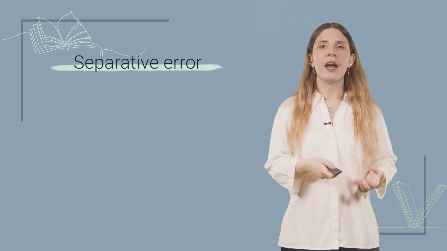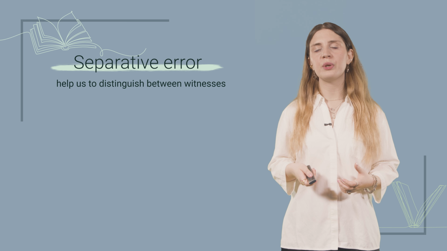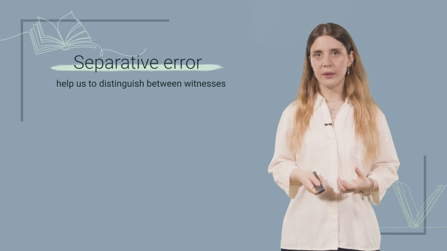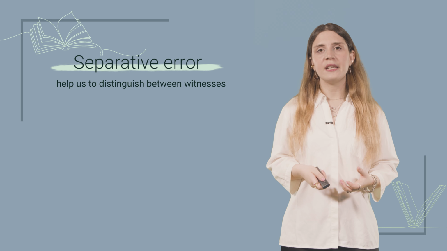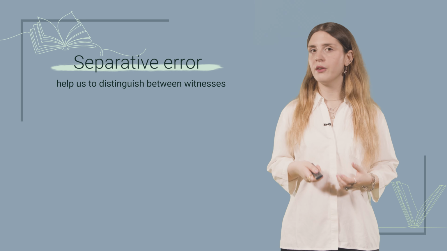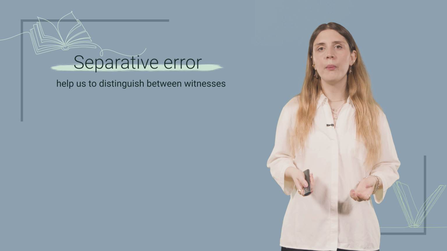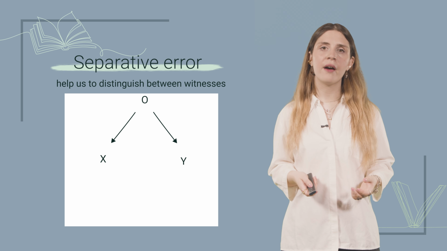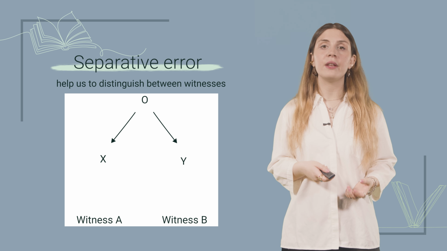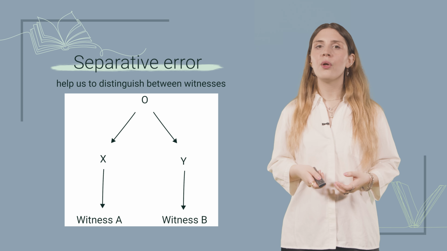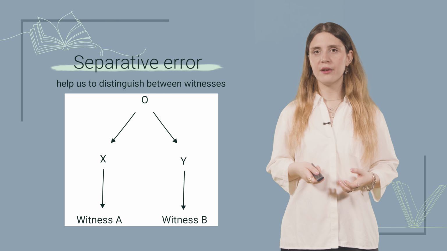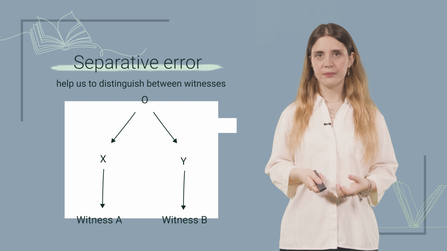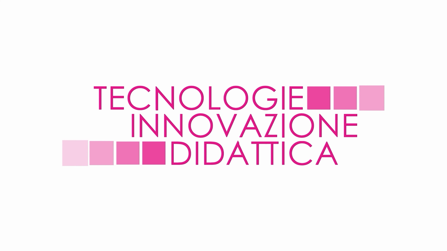Separative errors, on the other hand, help us to distinguish between witnesses. If an error is found in one witness but not in another, this provides crucial evidence that the two are not related. For example, if witness A has a leading error that witness B does not have, we can assume that neither A nor B copied from the other, nor from a later copy that introduced the error. They therefore belong to different branches of the tradition.